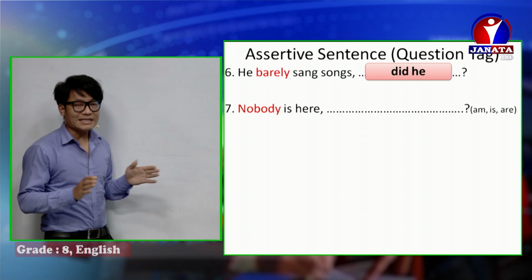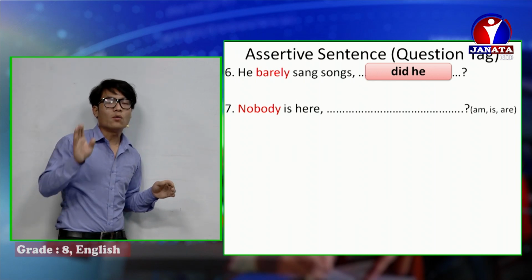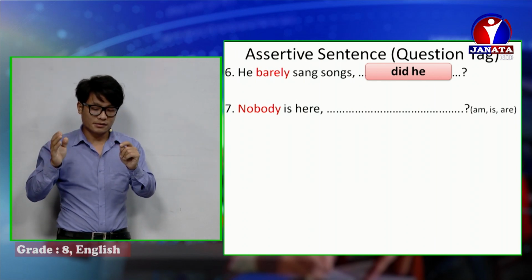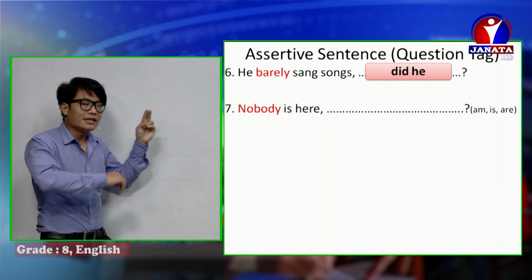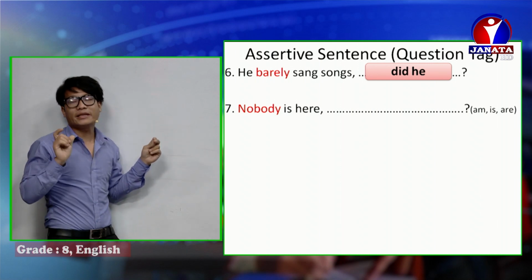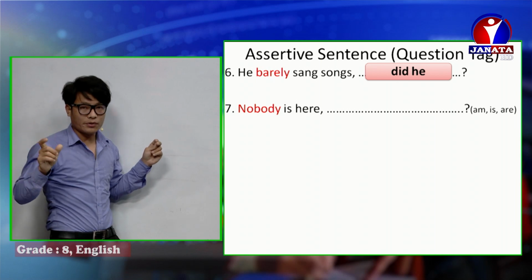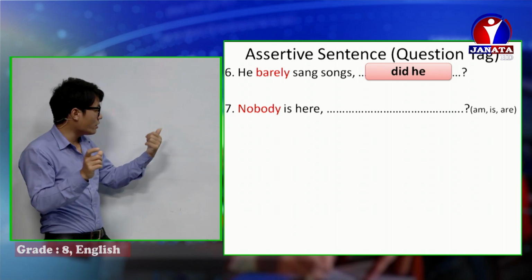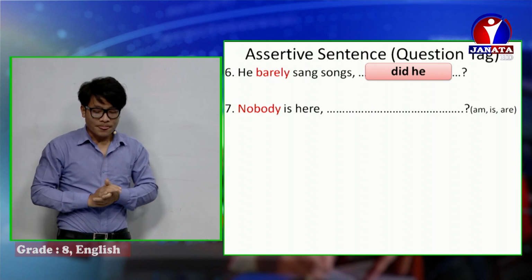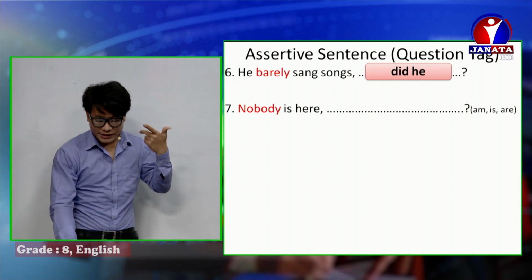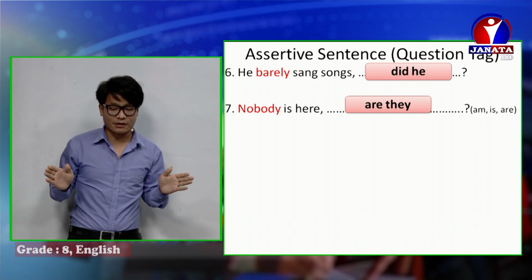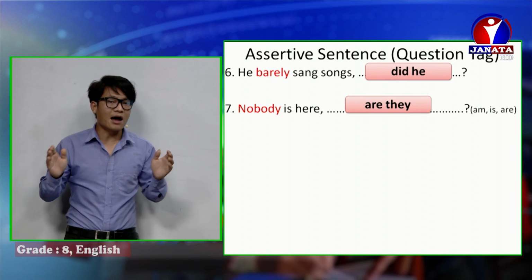Next, nobody is here. When there is is, obviously there are hidden am and are. Nobody is a vague subject, and this vague subject should be changed into the pronoun they. As I have told you, even in the screen you can see there is a hidden am and are when there is is. So nobody changes into they, and they take are. So, nobody is here, are they?